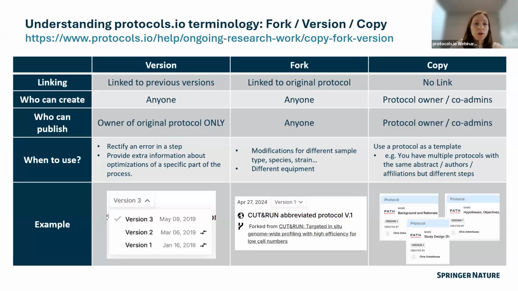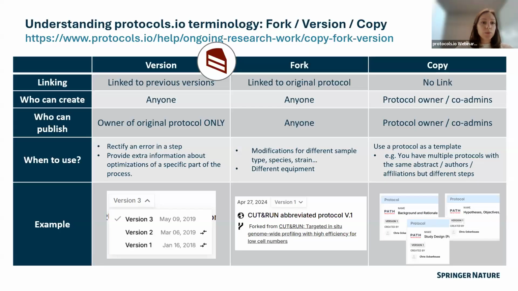So if you're creating a new update to a protocol, you can do so via a version, a fork, or a copy. I've got a little food analogy to help us talk about that today. So if we think about a version, if you are baking a cake and you might have a recipe for chocolate cake. If you improve on that recipe to make the cake more dense, more flavorful, more chocolatey, you might create a new version of that recipe because the recipe, it's still a chocolate cake recipe, but it's a new and improved one. And that's what you can think about as a new version on protocols.io.